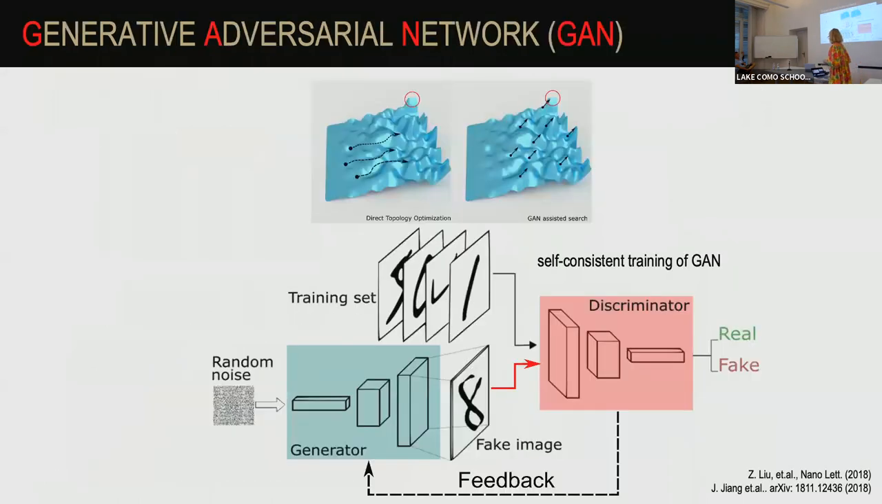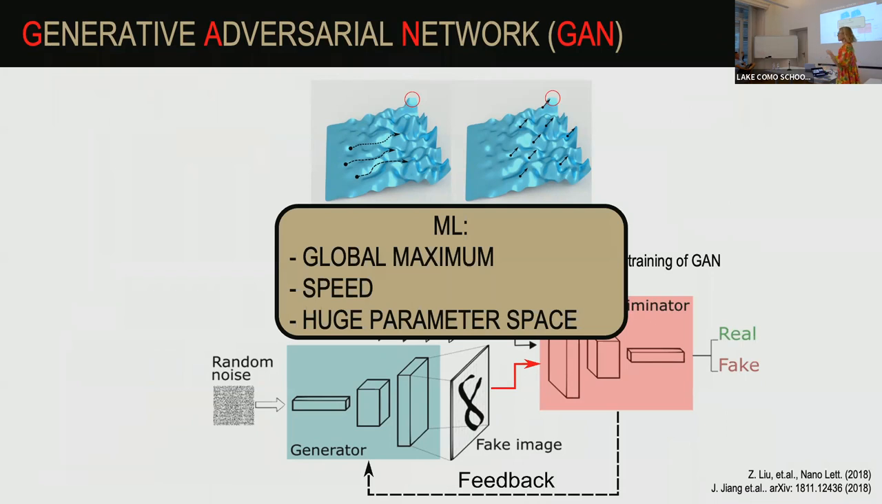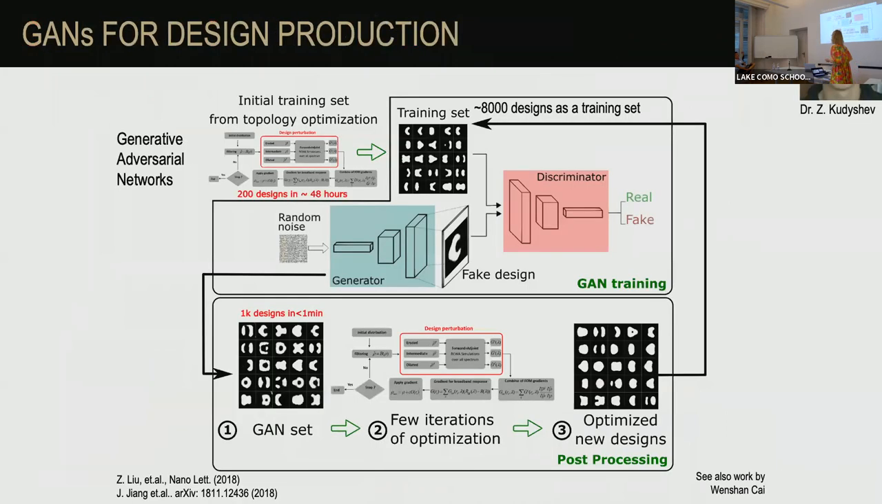So we have tried to look into existing algorithms first with the idea of both speeding things up, looking into global maximum, but also in principle giving us the opportunity to extend the design space. Not only shape, but maybe thicknesses. So we started with simple generative adversarial networks. Everyone starts with GAN. Whoever works with machine learning starts with GAN. You have a bunch of images. In our case, it's highly optimized meta surfaces.